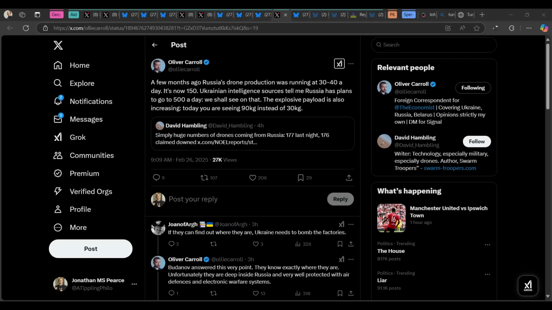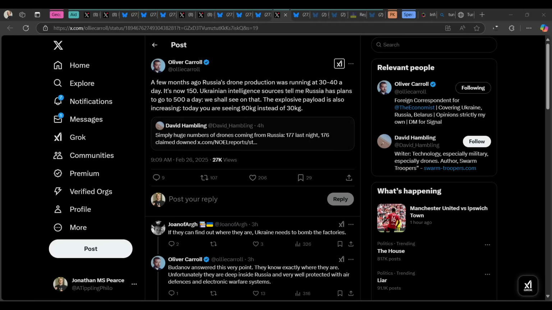Now, continuing to talk through some drone nuggets. A few months ago, says Oliver Carroll, Russia's drone production was running at 30 to 40 a day. It's now 150 a day. So this is a worry. It's the only Russian thing I've got, actually. Ukrainian intelligence sources tell me Russia has plans to go to 500 a day. We shall see on that. The explosive payload is also increasing today. You're seeing 90 kilograms instead of 30 kilograms, so that's multiplied by 3.